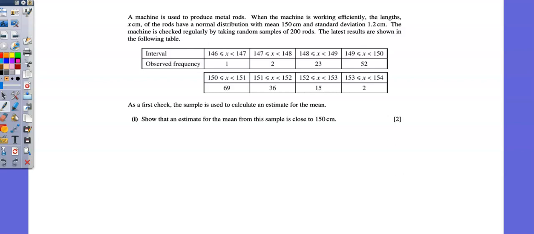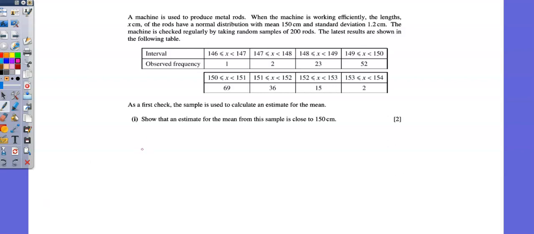When the machine is working efficiently, the lengths, x centimeters, of the rods have a normal distribution with mean 150 centimeters and standard deviation 1.2 centimeters. The machine is checked regularly by taking random samples of 200 rods. The latest results are shown in the following table. As a first check, the sample is used to calculate an estimate for the mean. Requirement 1: show that an estimate for the mean from this sample is close to 150 centimeters.